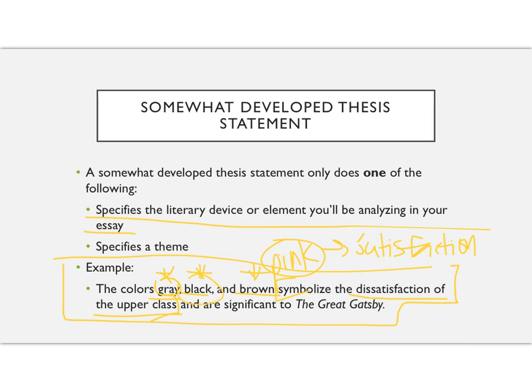If you have any questions about that common denominator, like finding the overarching symbol of all these colors or settings or possessions, please come see me and I can help you with that. One very important thing that this somewhat developed thesis statement is missing is the theme. Right here at the very end, it just says these colors are significant to The Great Gatsby, but it doesn't state why. It doesn't state what theme these colors are developing.